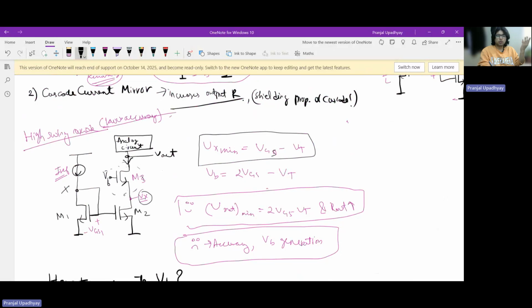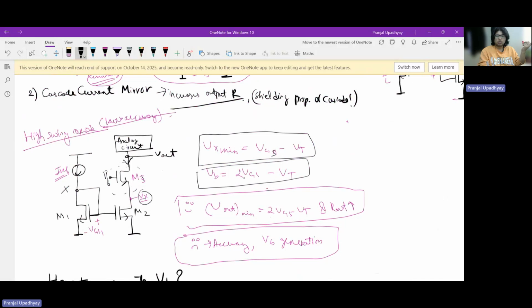So basically, what is VB? What's the voltage at VB? That should be Vx plus VGS3, which I'm saying to be equal to VGS2, which is equal to VGS1. So the equation just becomes VB is equal to 2 VGS minus VT. And now, what will be the minimum Vout to sustain this entire guy in saturation is again just that boundary condition, which is 2 VGS minus VT, correct?